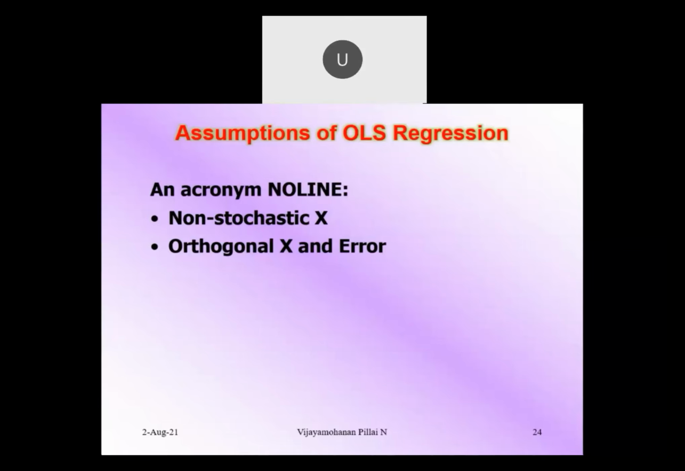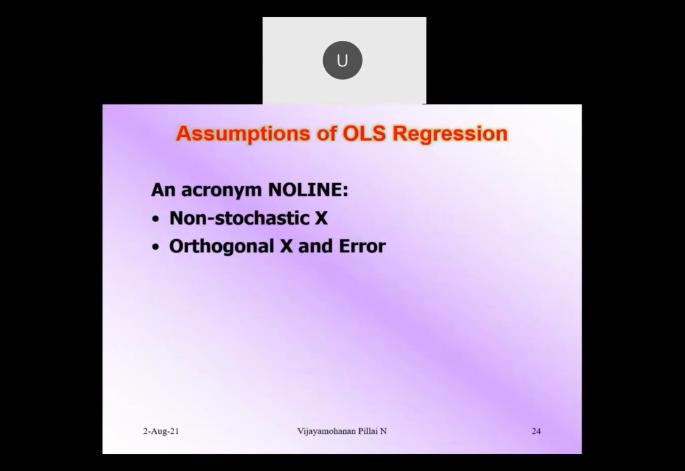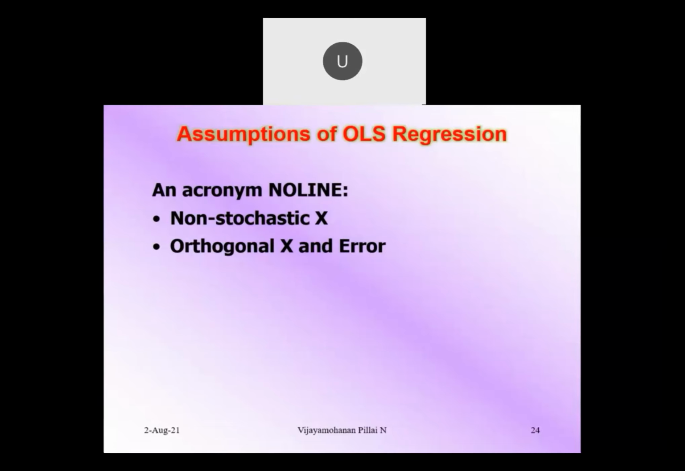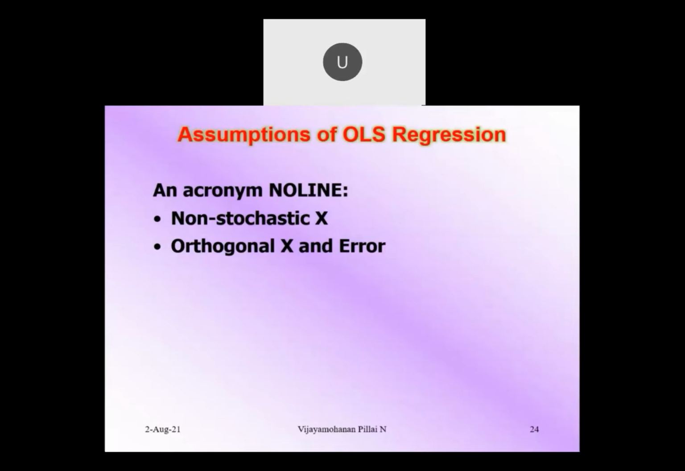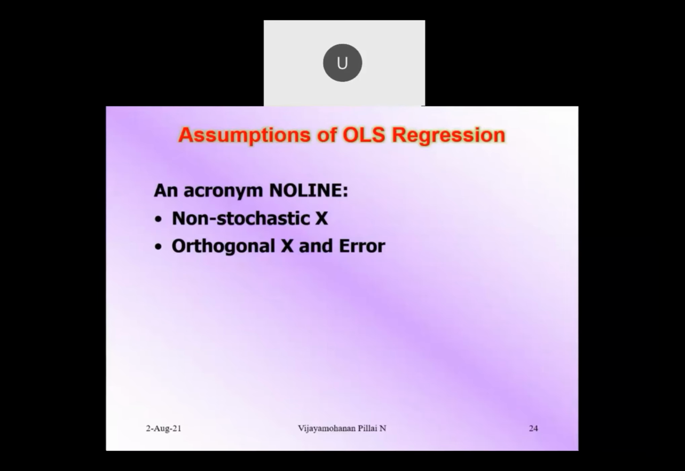The next assumption is the no autocorrelation assumption. That is, the error terms are not serially correlated. So there is no autocorrelation as such. We will study this autocorrelation when we come to time series econometrics. And this particular assumption is also called independence of error. That is, the error terms are independent of each other.